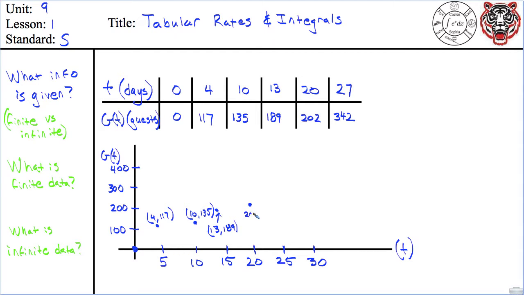And what do we got? 27, 342. 27 is right about there, and 342 is all the way up here. So that's 27, 342. All right, so the point that I'm trying to make here is that there are large gaps in our knowledge. We don't know what's happening.